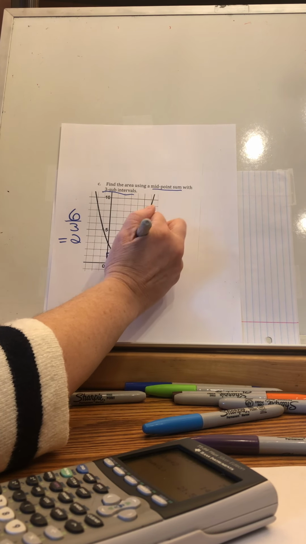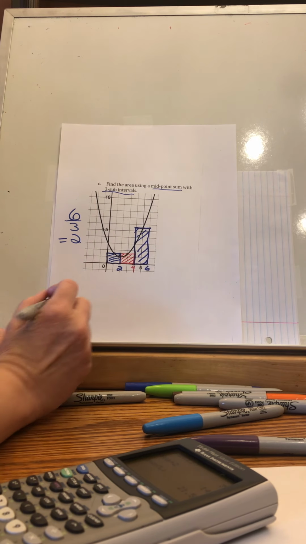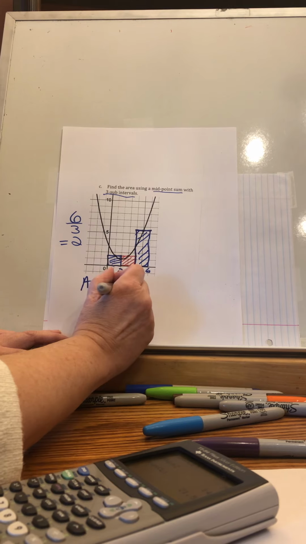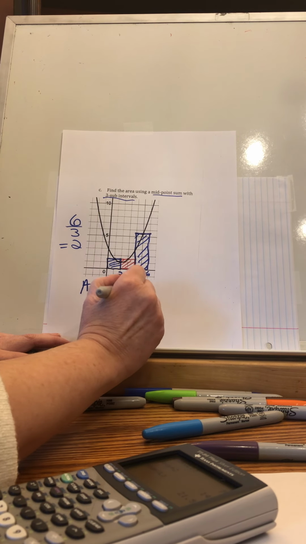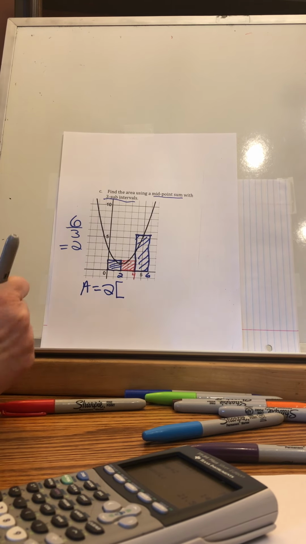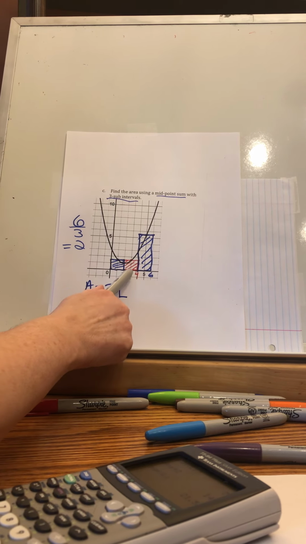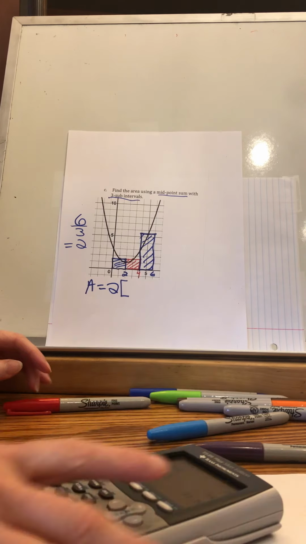Here's rectangle number 3. This one's area approximation is going to be base length of 2 times the heights at the midpoints. The midpoint values were at 1, 3, and 5.